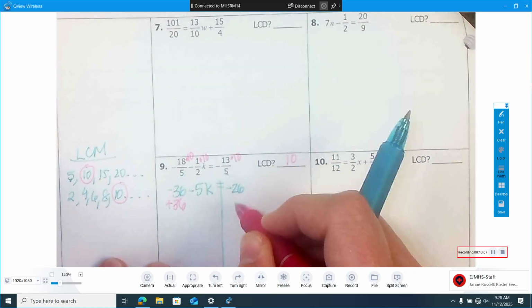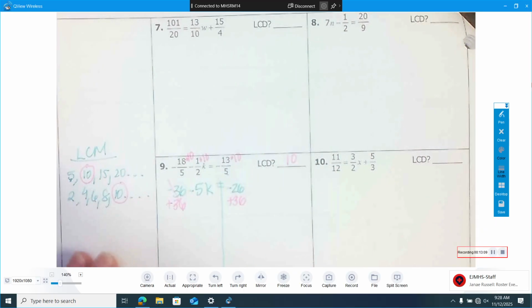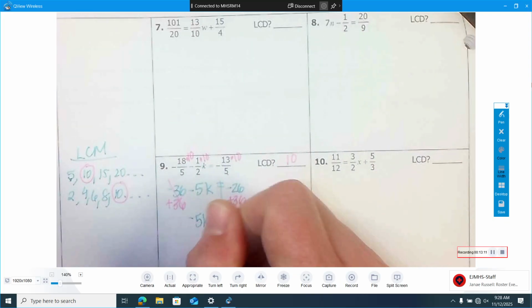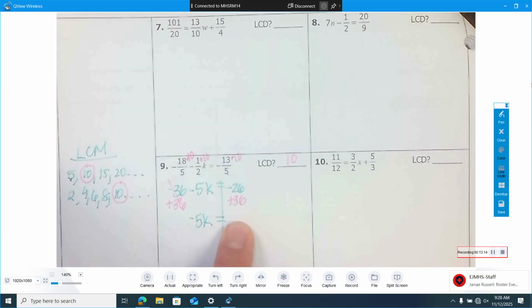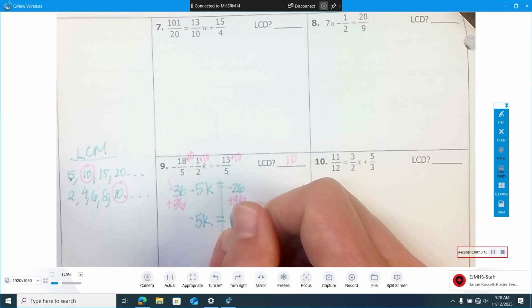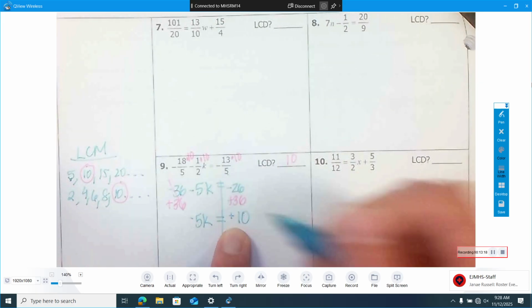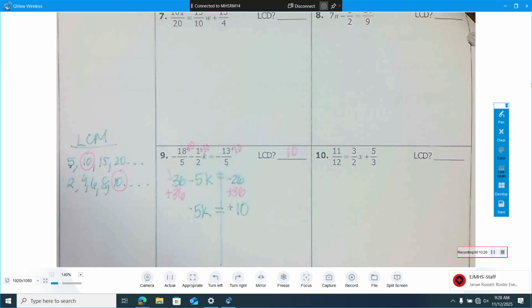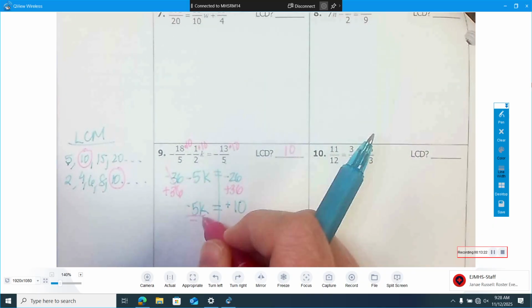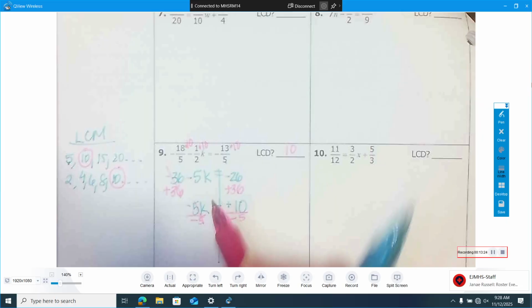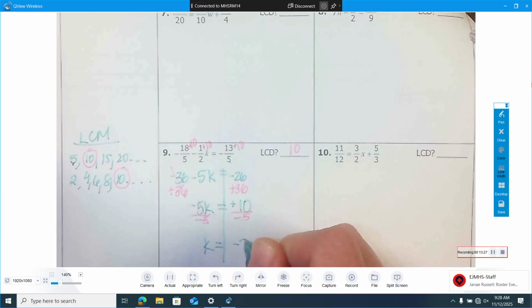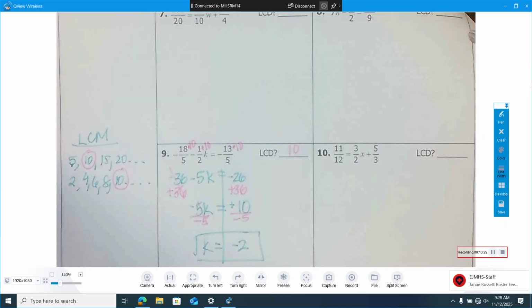Add 36 to both sides. So I have negative 5k equals, let's see, positives win by 10, yep. And then we need to divide by negative 5, beautiful. So we get k equals negative 2. So clearing the fractions becomes super easy. I think it's ultimately less button pushing than if we use the fraction menu all the time, okay?